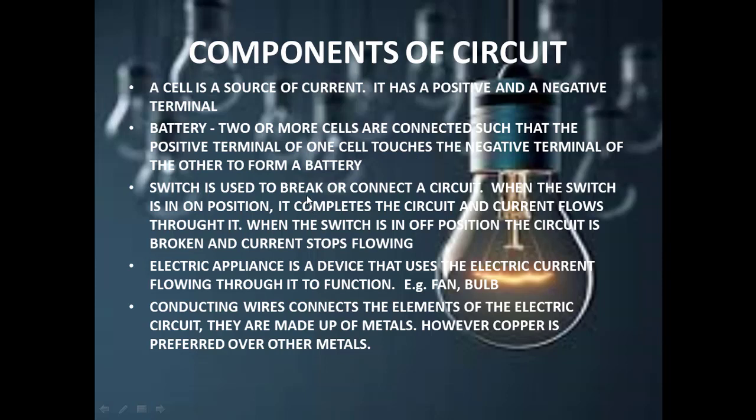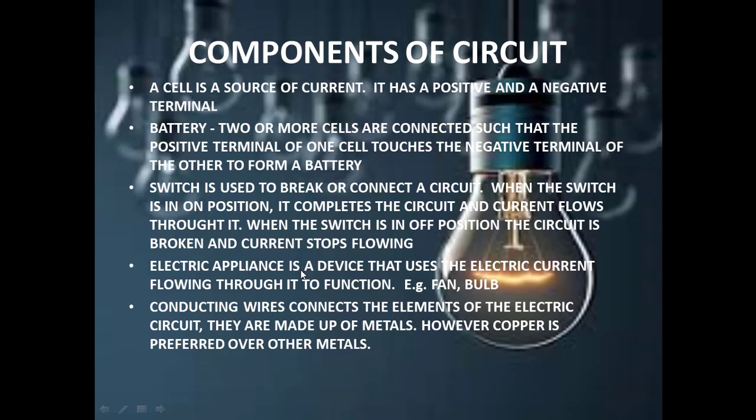The next one is a switch. The switch is used to break or connect a circuit. Whenever the switch is in on position, it will complete the circuit and you'll have a flow of current through it. Whenever the switch is in off position, the circuit is broken and current stops flowing. So the switch plays a major role in the circuit. Whenever it is in on position, the current will flow, and whenever it is in off position, the current will not flow.